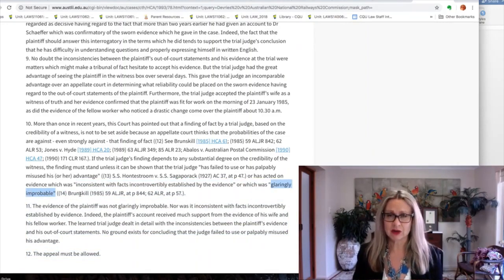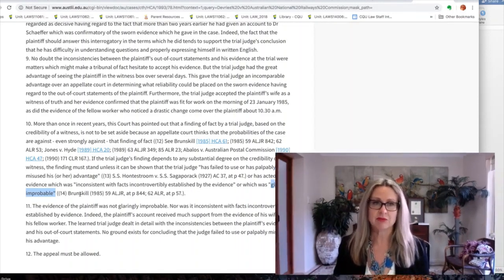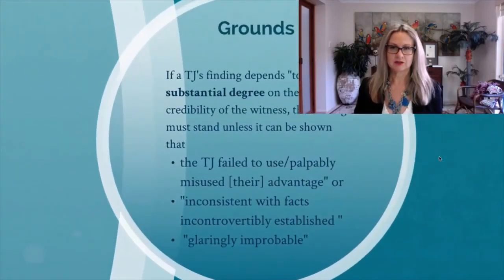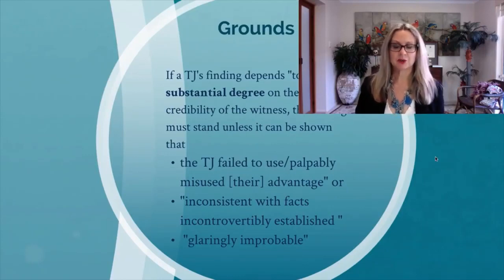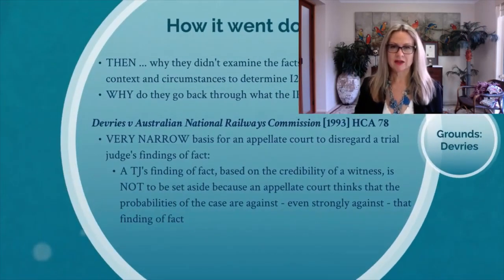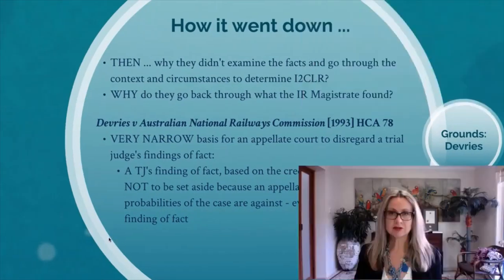They're really the only bases on which a trial judge's conclusions of fact can be disturbed. So if we go back to our Prezi, they're the grounds that I've popped in there for you. The trial judge failed to use, or palpably misused their advantage, or it was inconsistent with facts incontrovertibly established, or it was glaringly improbable. So that explains why the court then went on to do what it did. I'll just take you to the decision now.